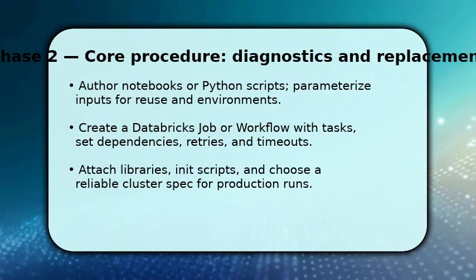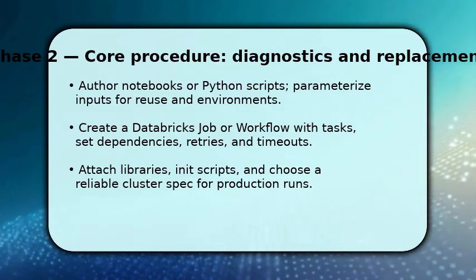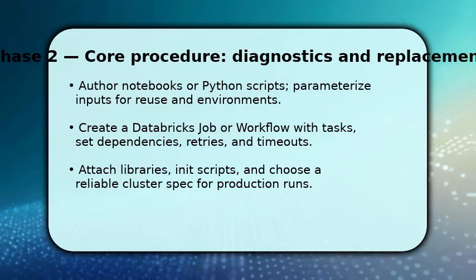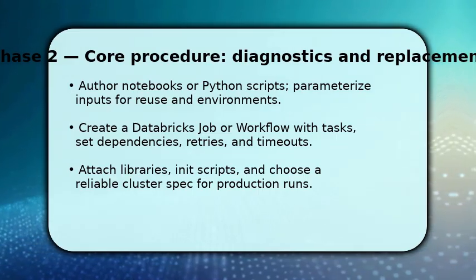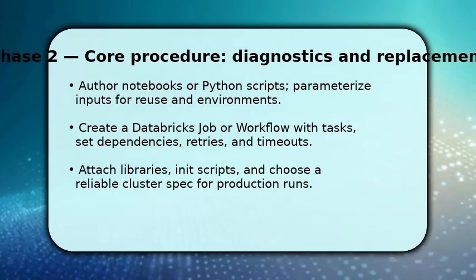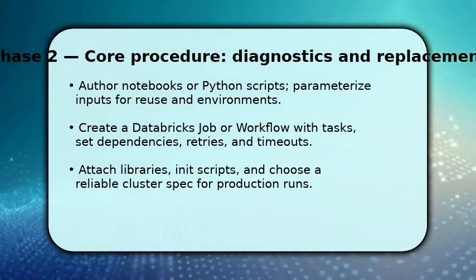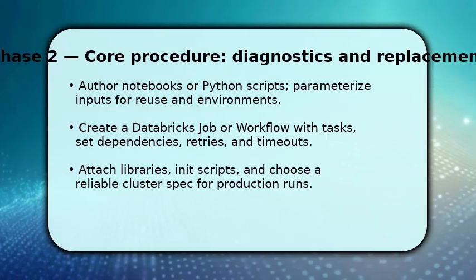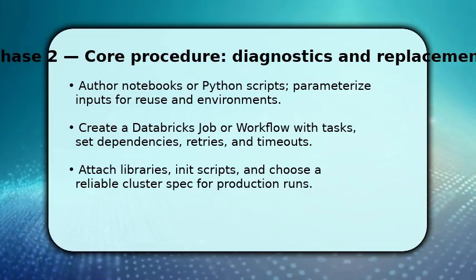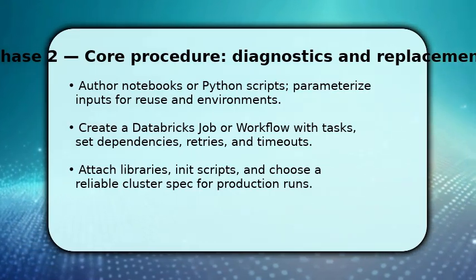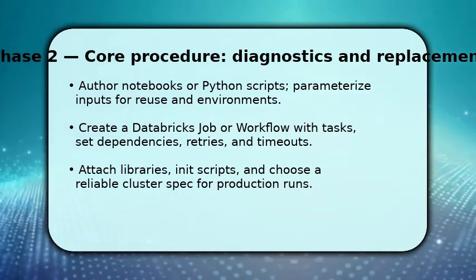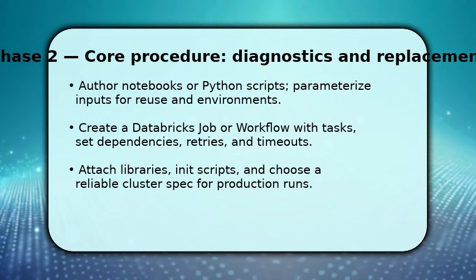Now you assemble the pipeline. Convert your prototype logic into parameterized notebooks or modular Python scripts so you can swap inputs without editing code. Then create a Databricks job or workflow and add tasks in the right order. Use task dependencies to enforce sequence and add retries and sensible timeouts. Attach required libraries or init scripts and select a cluster spec that balances throughput and cost. This structure makes the pipeline repeatable, debuggable, and ready for schedule or event triggers.